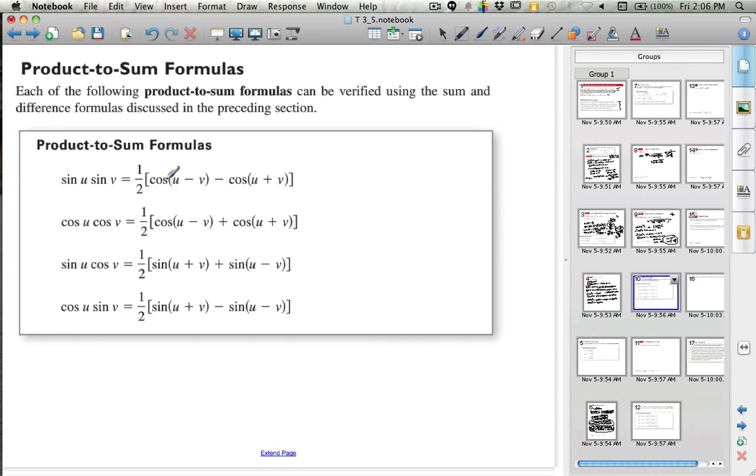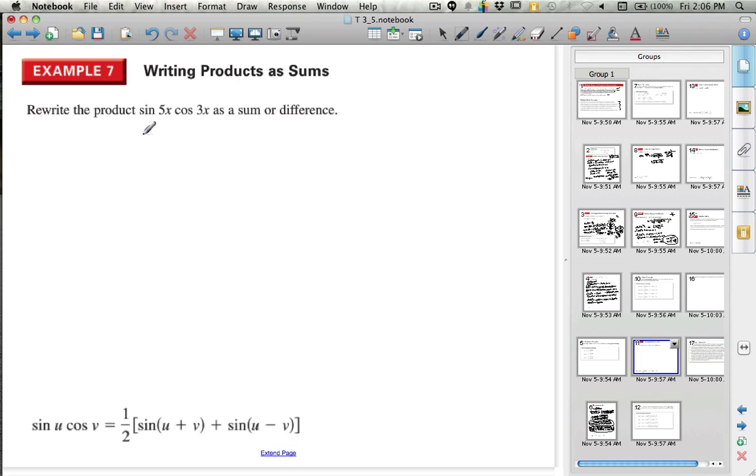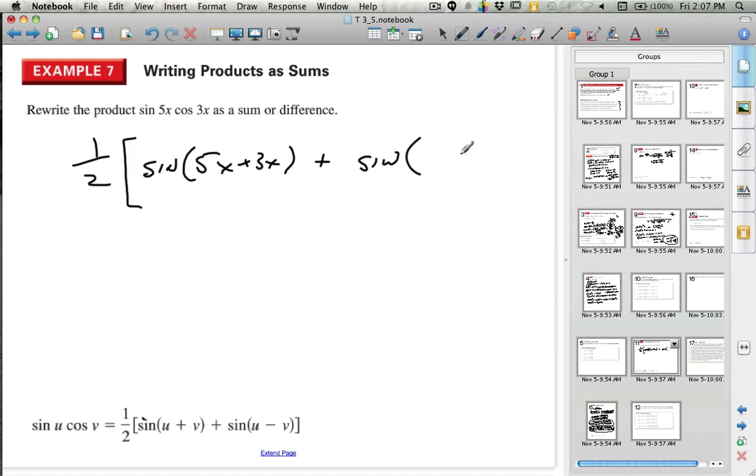And we also have product to sum formulas. So if we have sines being multiplied together, cosines being multiplied together, sine times cosine, cosine times sine, there are different ways that we can simplify. So if we take a look at this, I have sine times cosine. So sine times cosine, that's going to simplify to be 1/2 times the sine of 5x plus 3x plus the sine of 5x minus 3x.